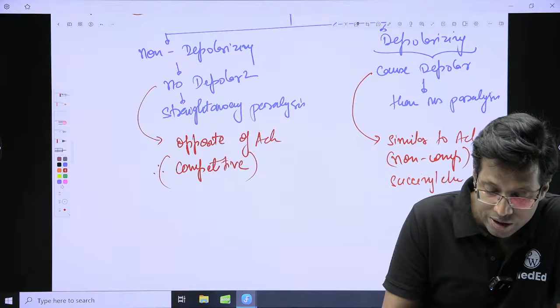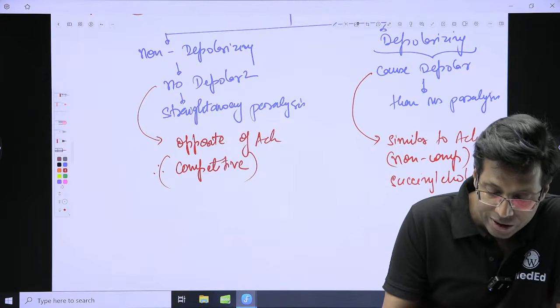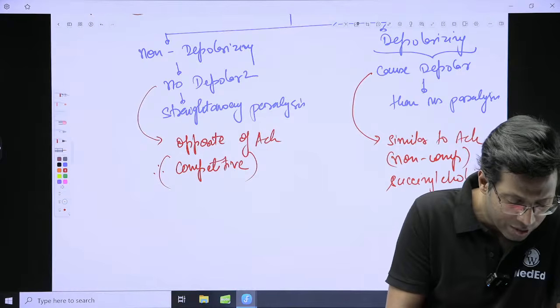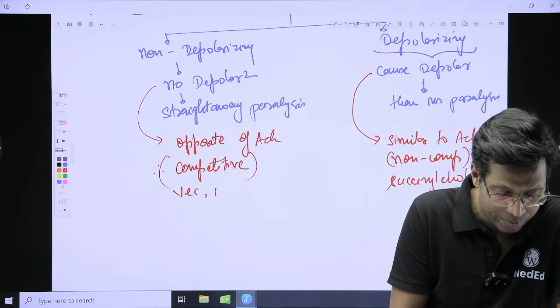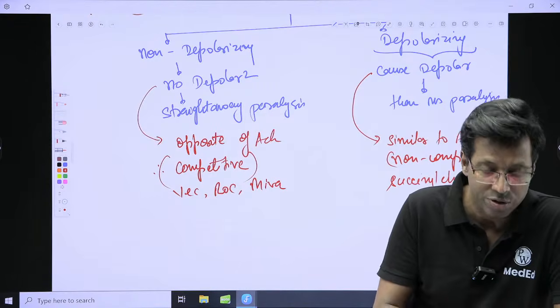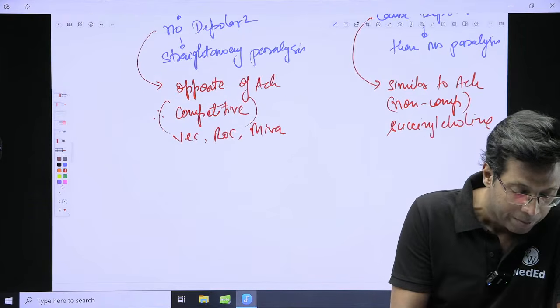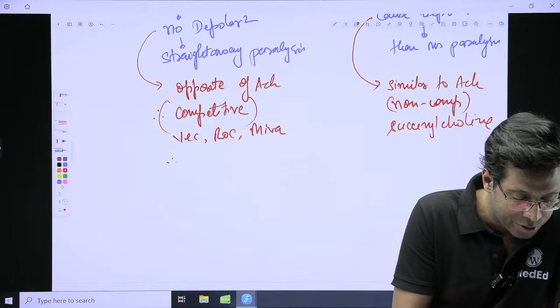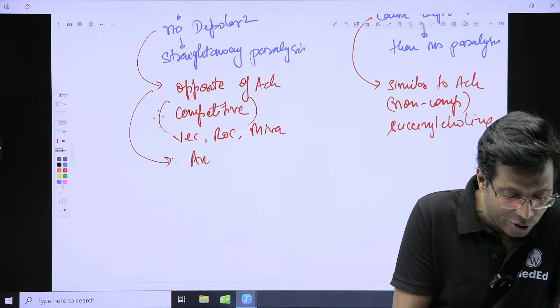This is the only one drug. It is similar to acetylcholine. Here you will get all other drugs: vecuronium, rocuronium, mivacurium. None of them sound like acetylcholine because they are opposite. Therefore, these drugs, because they are opposite, work as antagonists at the receptor.